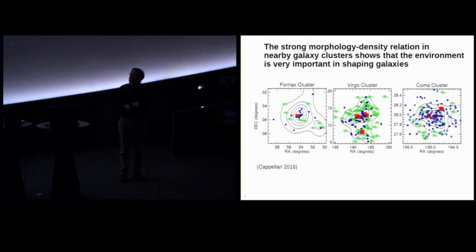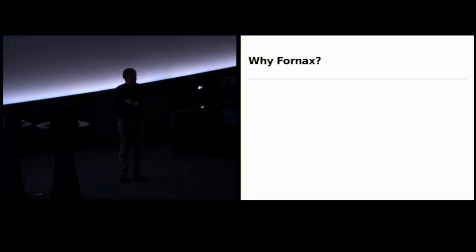For dwarf galaxies, for faint galaxies, the effects of the environment are even stronger. I'm not going to show this because of lack of time, but for dwarf galaxies you need to be able to observe them well. You need deep data. In recent years, say the last 10, 15 years, there has been a revolution with detectors, computers, telescopes. It has become possible to go deeper and deeper with the data. So you want to observe nearby clusters, because nearby means that you can go deep.